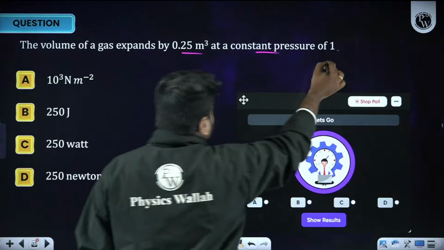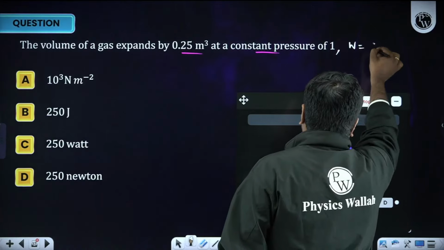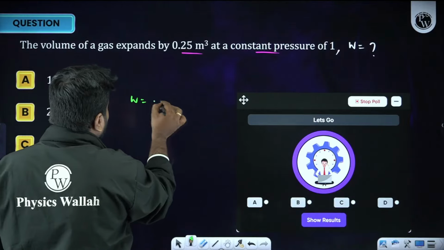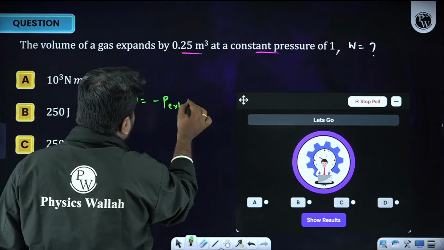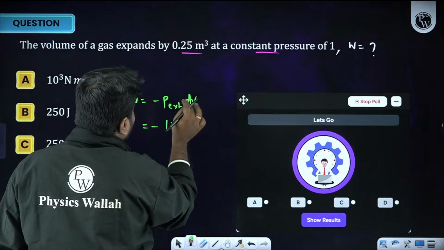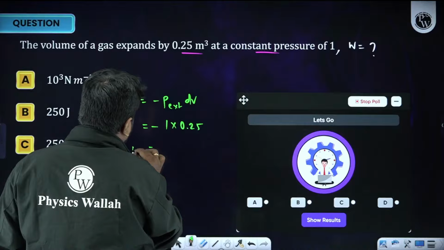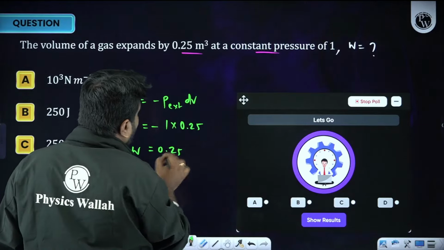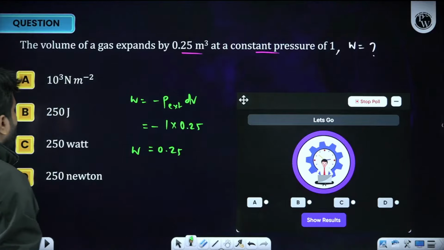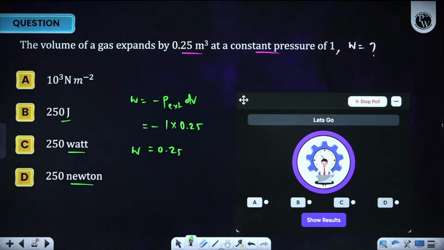So pressure of 1, what will be the work done? What formula can we use? W is equal to minus P external dV. What is external pressure? 1. dV, the change in volume, is 0.25. So work done is 0.25. Now this is very, very important. What units: joule, watt or Newton? What will be the answer?